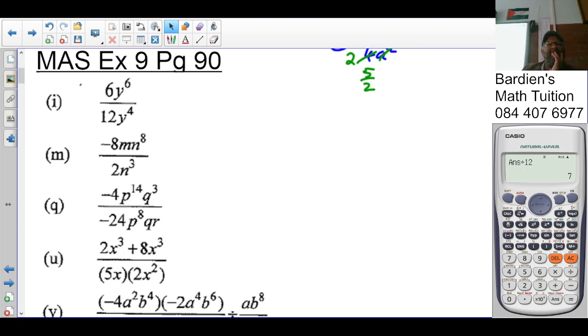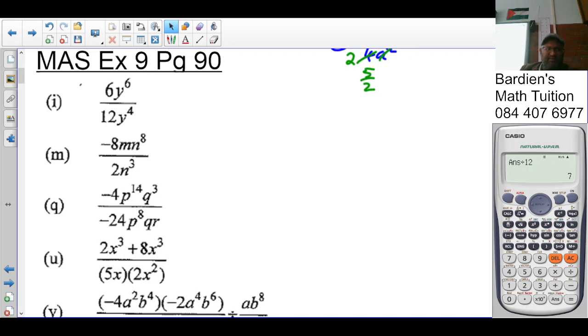Yes? M to the exponent 8, yes. Yes, negative 8mn to the exponent 8. No problem.